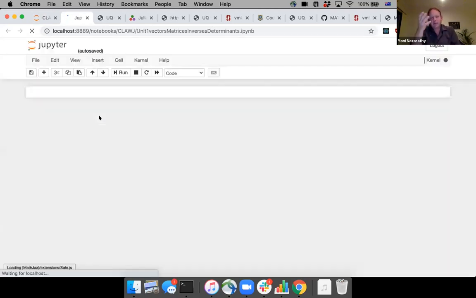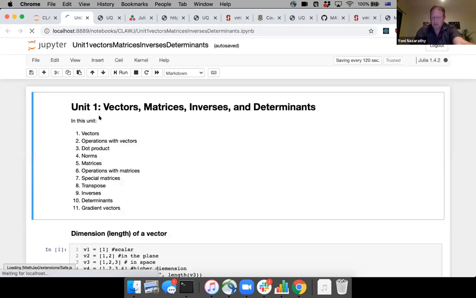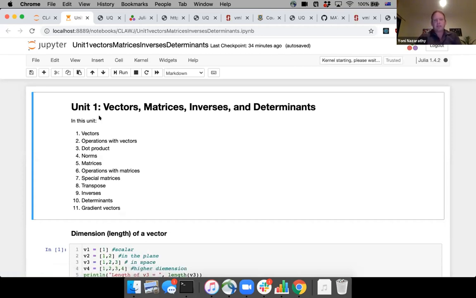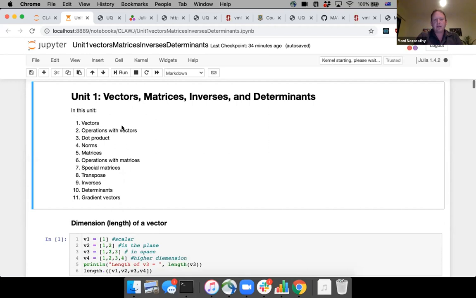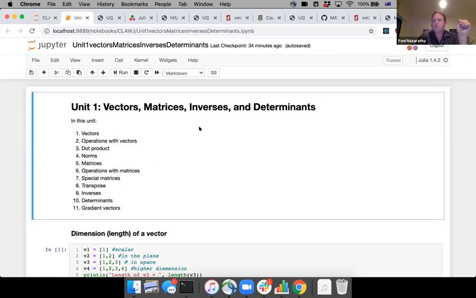I think during the lecture, we will add to it and play around with it. So that's basically our unit one: vectors, matrices, inverses, determinants, a whole bunch of things. This is a mishmash of reviewing a few things from 7501 and doing a few new things, hardly anything really new here, but also dealing with Julia.